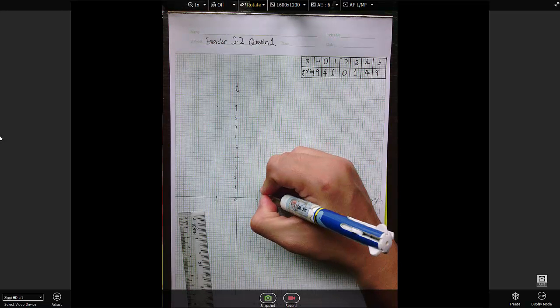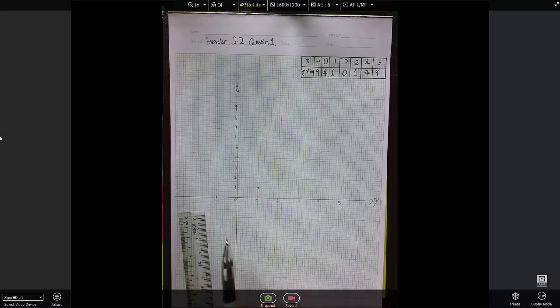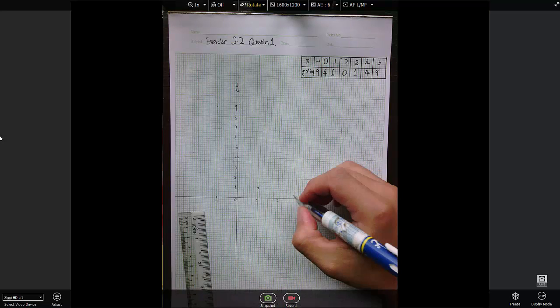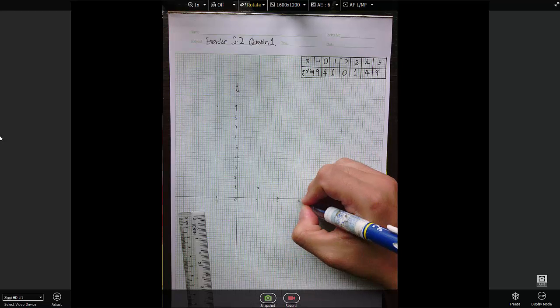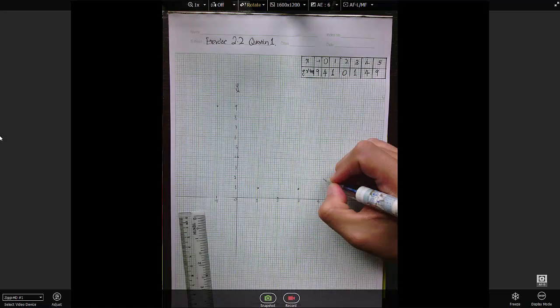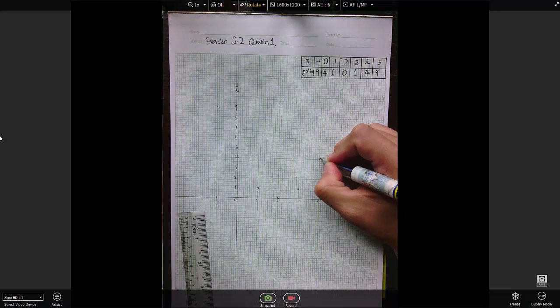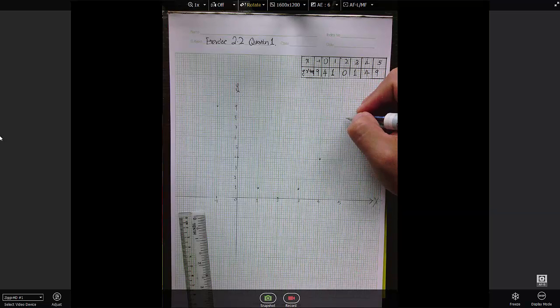1 and 1 is down here. Okay, just mark it with a nice small cross as I've done so far. 2 and 0 is here. 3 and 1 is here. 4 and 4 will be here, and 5 and 9 will be down here like this.